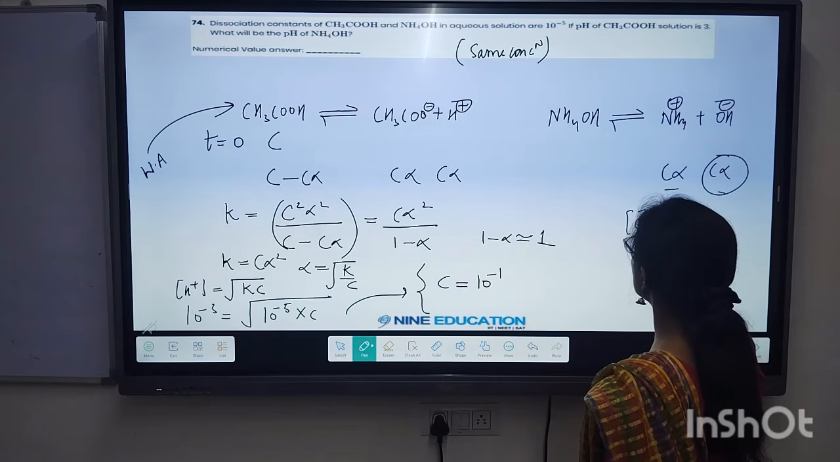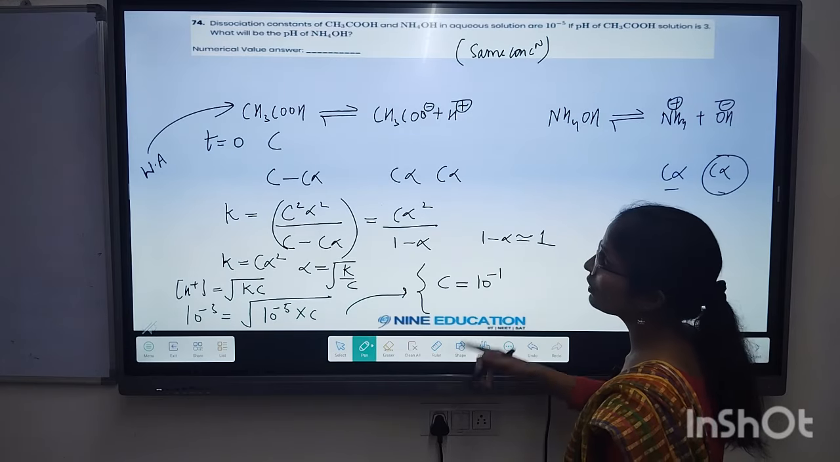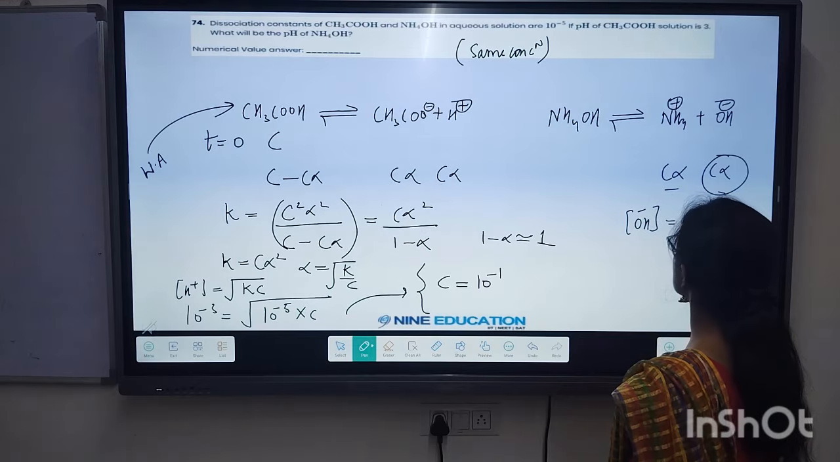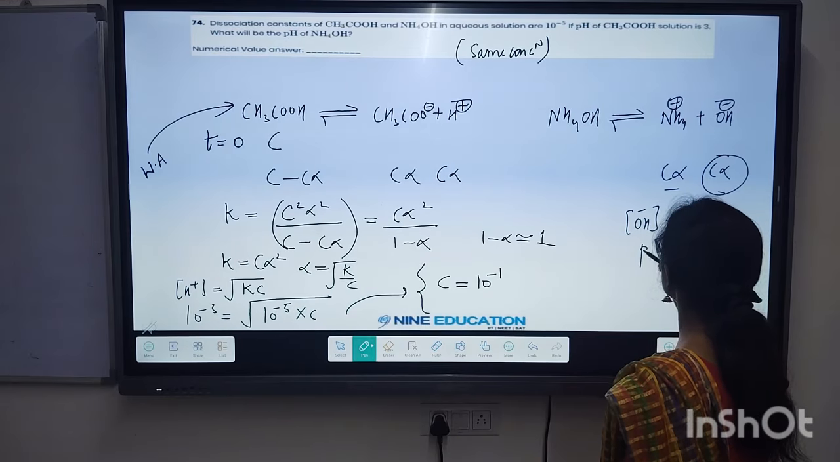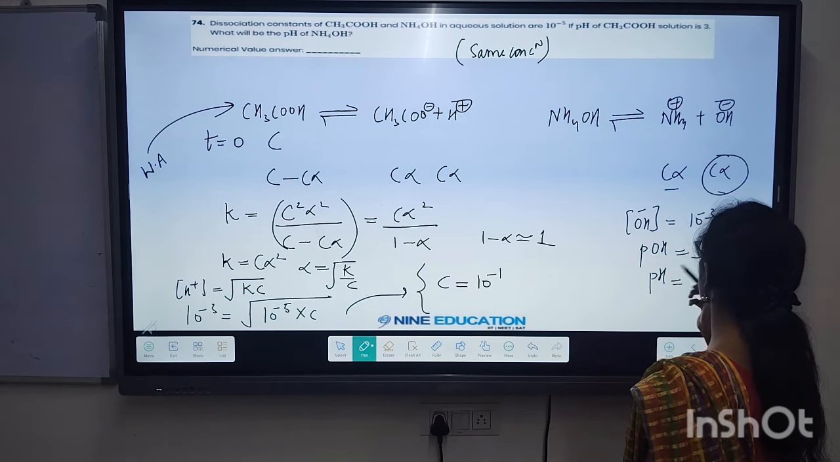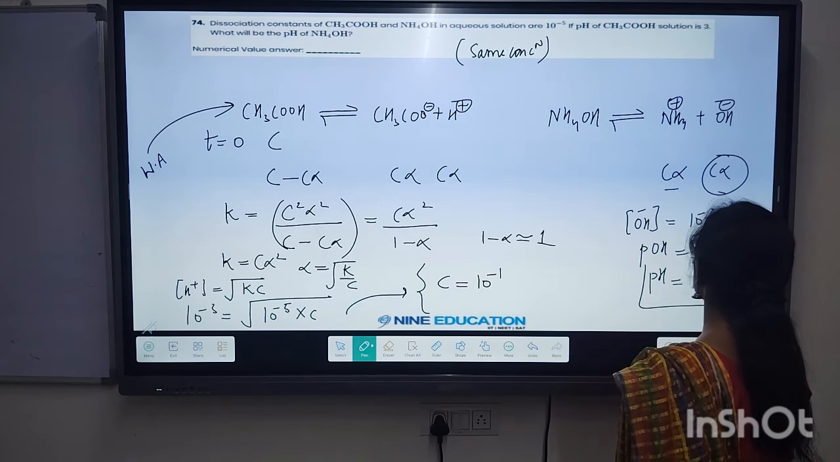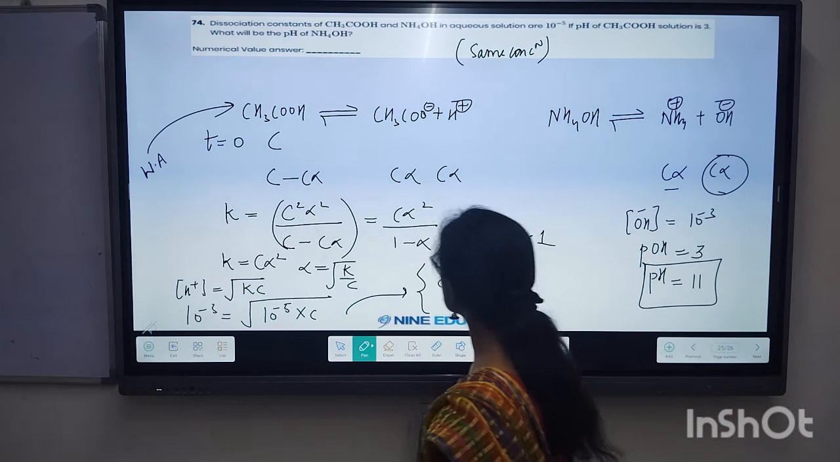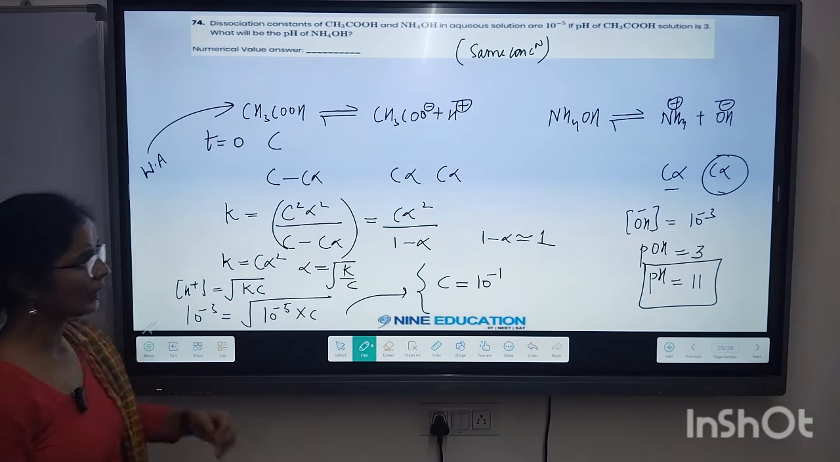C alpha will also be 10 raised to power minus 3 only, as it is there in the acetic acid solution. So it will be 10 raised to power minus 3. So pOH will be simply 3, and the pH of the solution will be what? 14 minus 3, it will be 11.